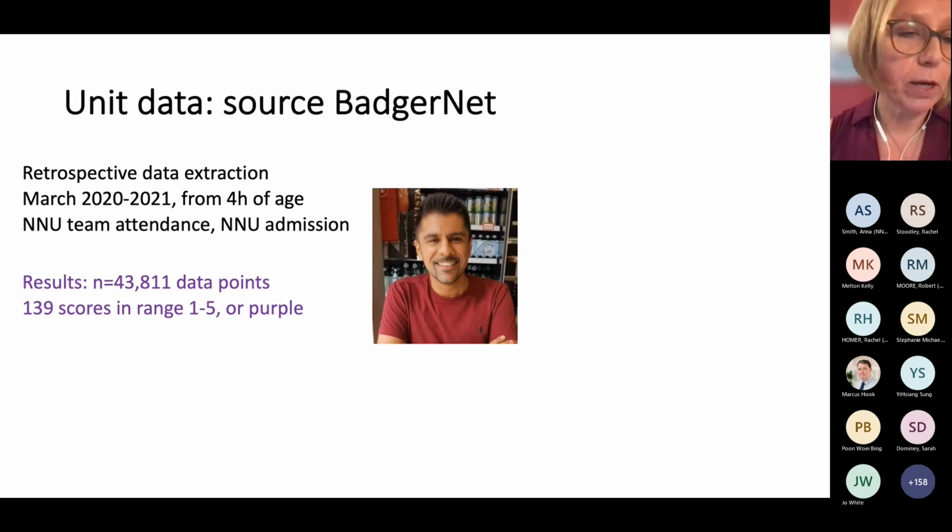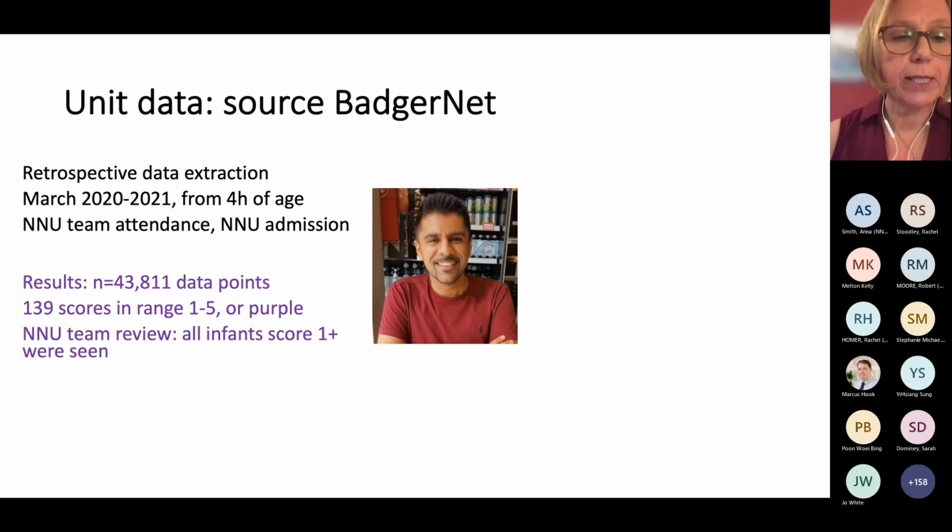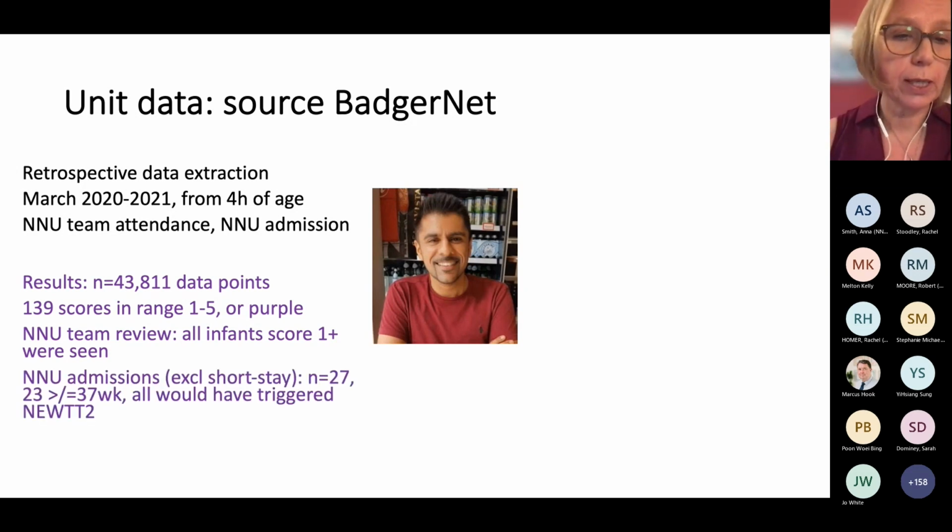He found that there were 139 scores, in the range of 1 to 5 or a purple score. He looked back retrospectively to see all the infants that contributed to those scores, whether they were actually seen by a neonatal team member, and they had. So all infants that scored 1 or more had already been seen. So looking back retrospectively, we're not asking the neonatal team or the paediatric team to do any more work over and above what they were already doing, just formulating and standardising the approach.